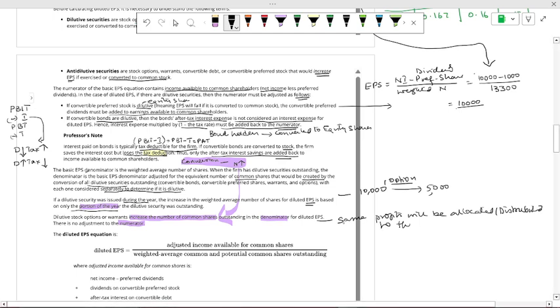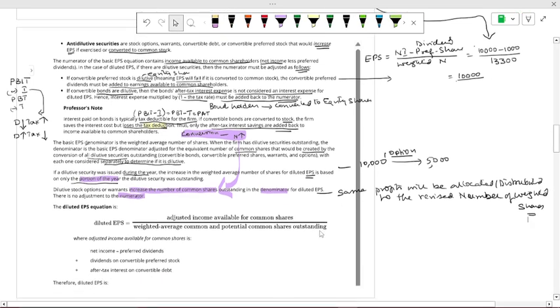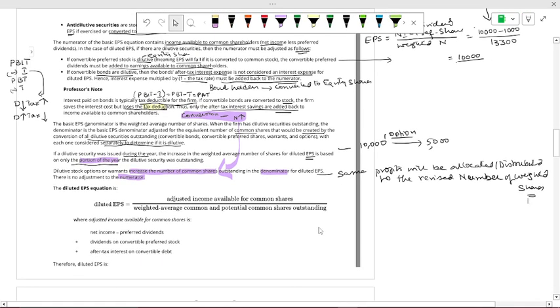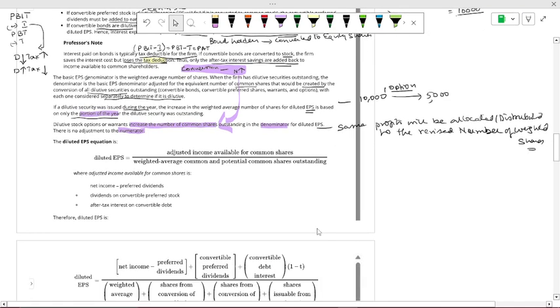will be allocated or distributed to the revised number of weighted shares. Is it clear to you? Clear? No. See, the moment we do this, we will have more clarity.